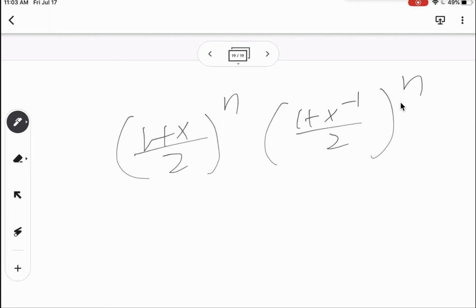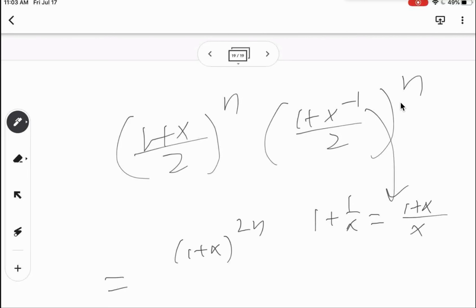And 1 plus x to the negative 1, this is 1 plus 1 over x, equals 1 plus x over x, right? So in total, this would be 1 plus x to the 2n over 2 to the 2n times x to the n, right? So from here, we can actually use the binomial theorem, right? Because you can find the expansion of 1 plus x to the 2n.